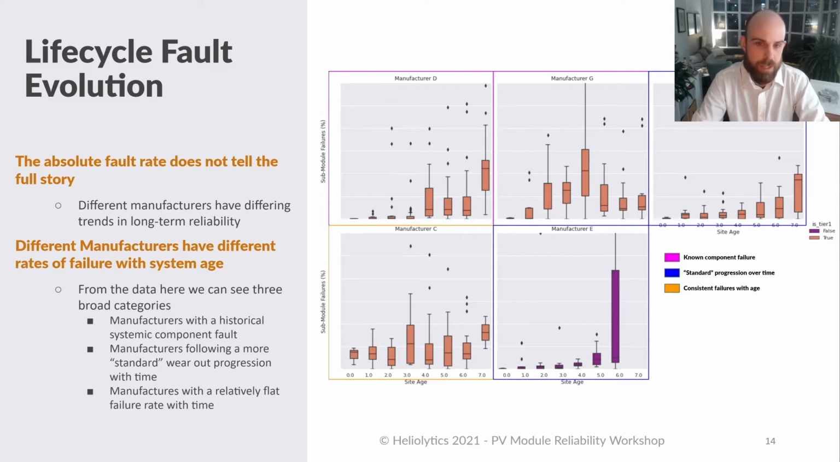And finally, we can see manufacturer C, which has consistent failures with age. It's quite interesting that it starts, even for newer sites, at a relatively higher level of failures, but then stays more consistent throughout the lifetime of those projects. That could be because it's related to more inherent damage to the modules during manufacture, but it seems not to be progressive or increasing over time.